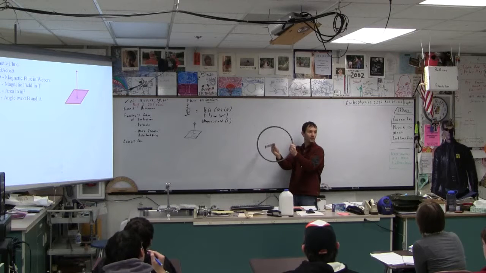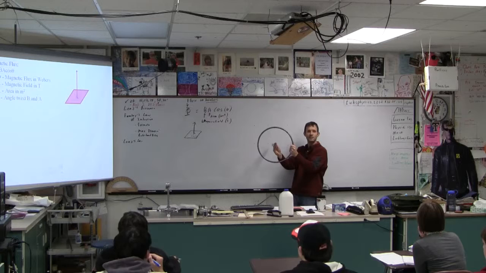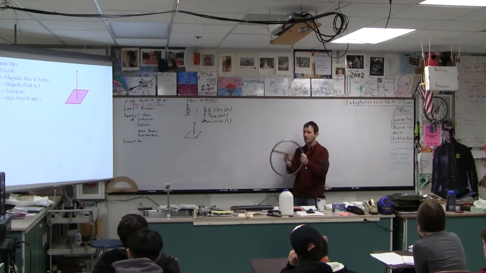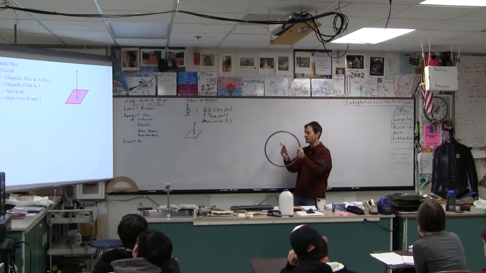So now we have negative flux. We have a maximum, but it's negative. That's sort of interesting, right? So I can change this flux, and that's, by the way, what makes current flow, is changing the flux.